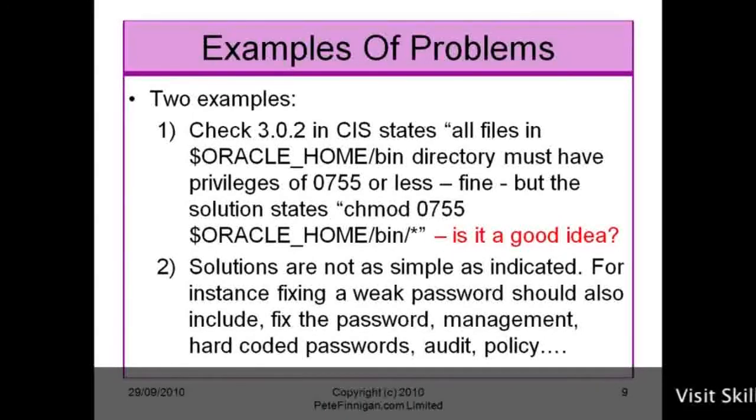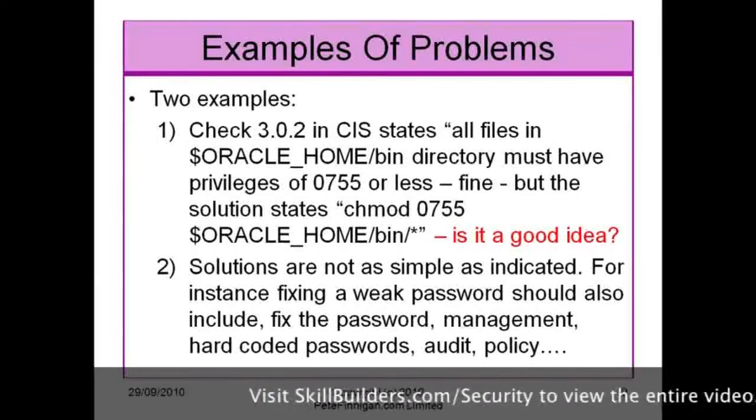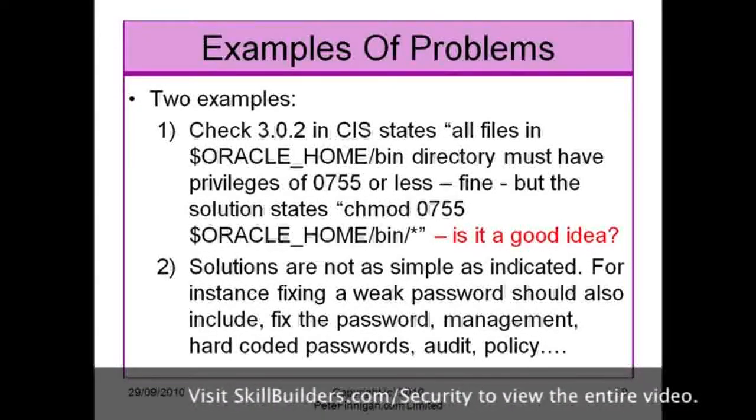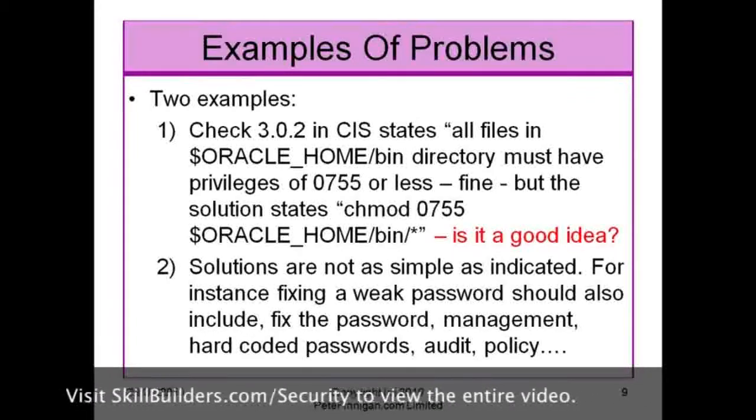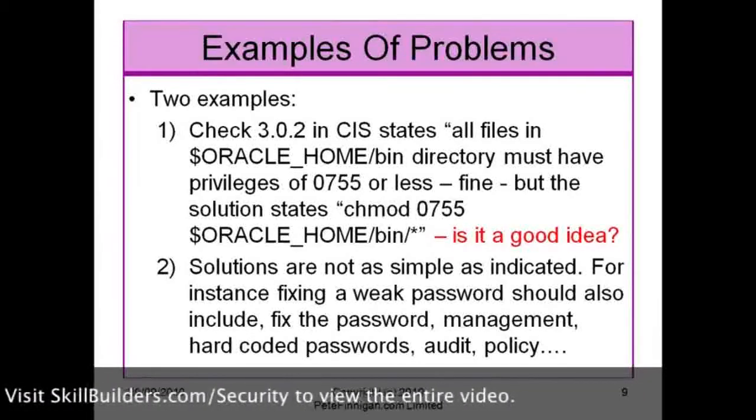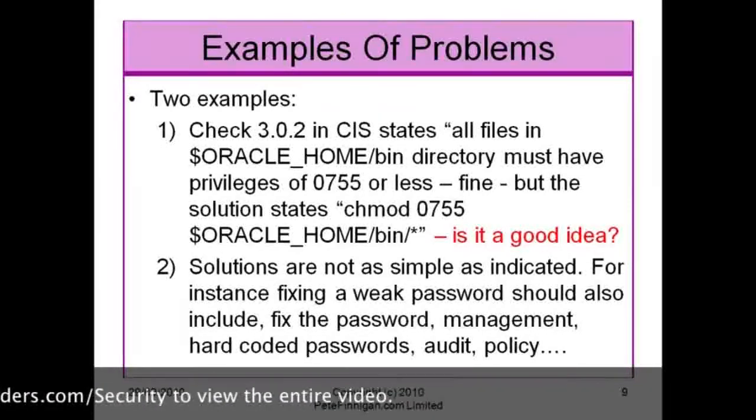Version 3 of the CIS benchmark, I've just picked one thing as an example here. Version 3 of the checklist has been enhanced. They've added solutions to every check. Hopefully you can see my screen here. Check 302 states that all files in Oracle Home Bin must have privileges of 755 or less, or stronger. But that solution then states chmod 755 Oracle Home Bin star. Is that a good idea?